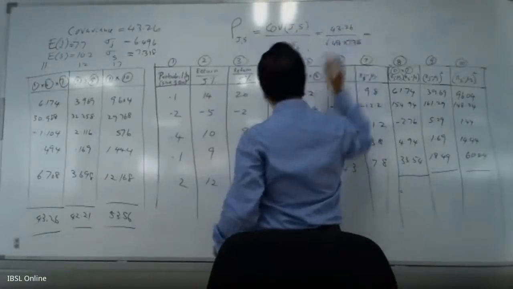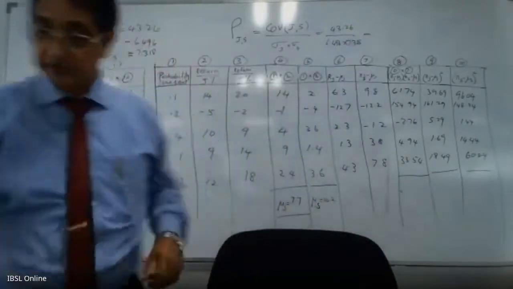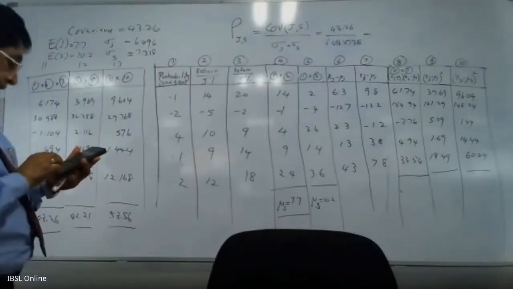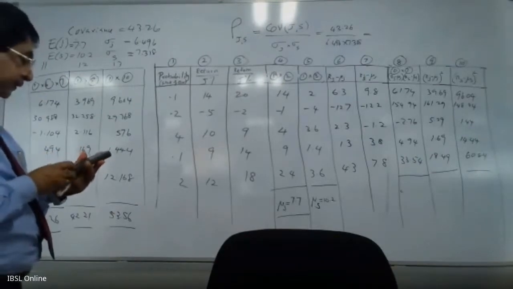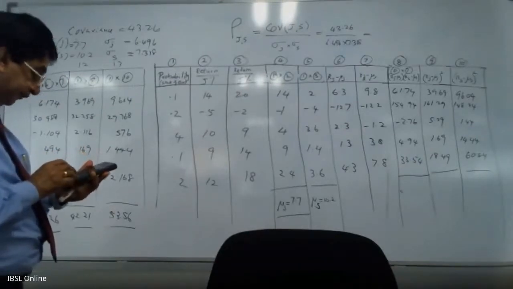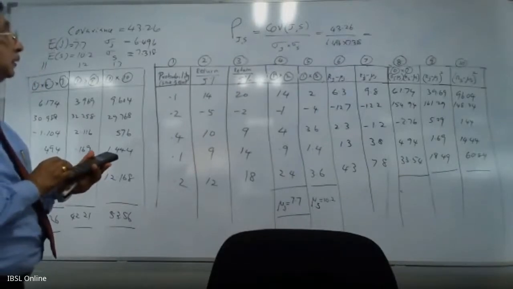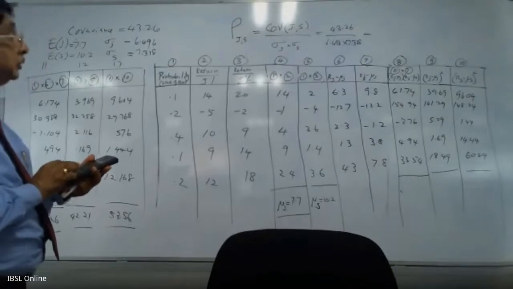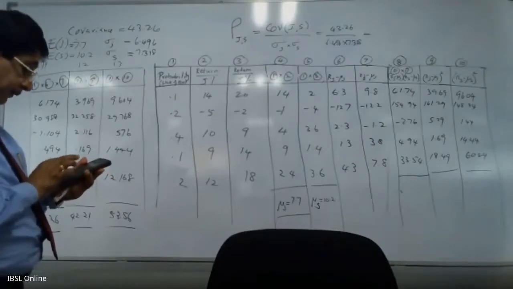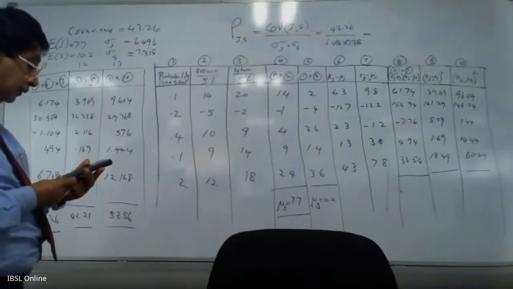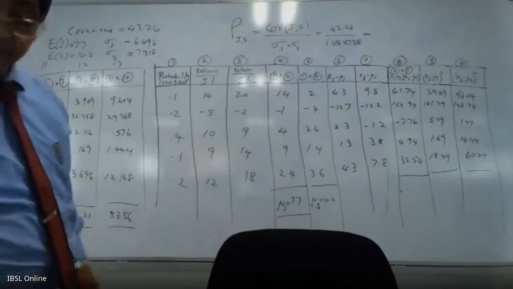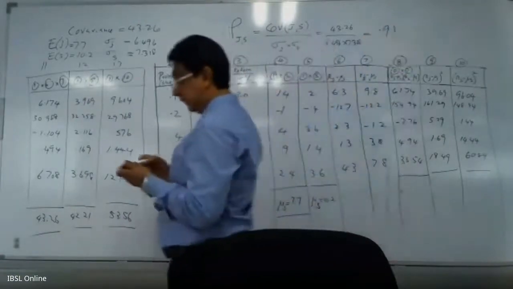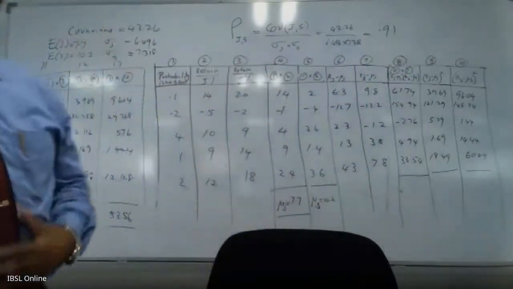Right, now we do the calculation and see what is the value here. 43.26 divided by 6.496 into 7.318 is 0.91. Got the value 0.91. This is the correlation coefficient.